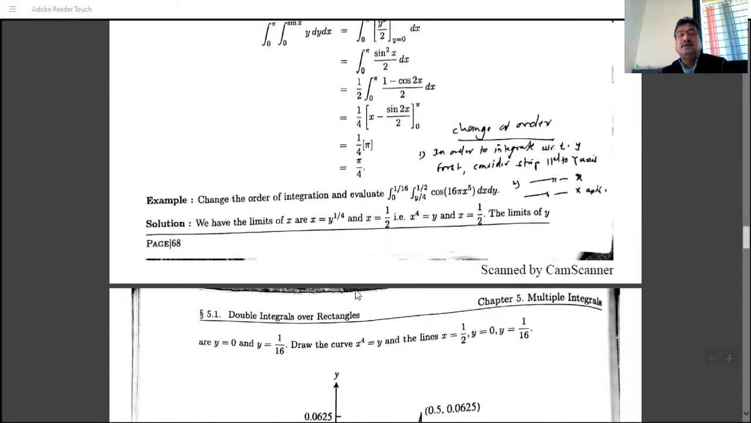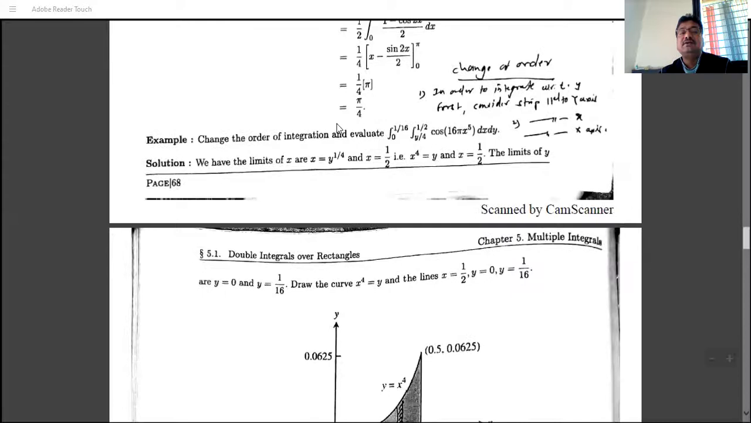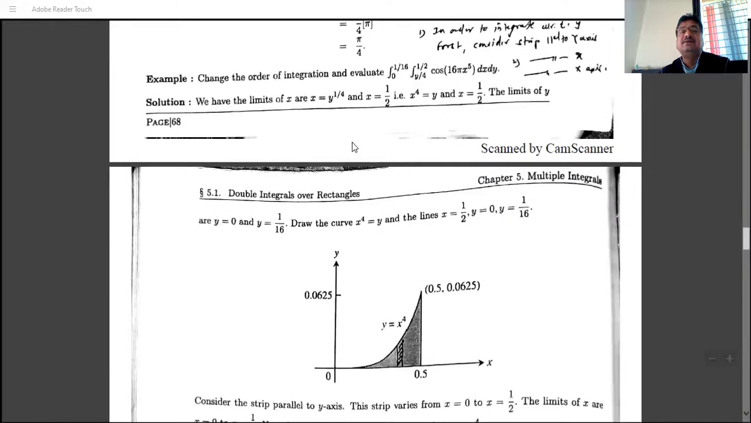So from the next lecture, we will again see the problems of change of order. Okay, so we'll stop here.